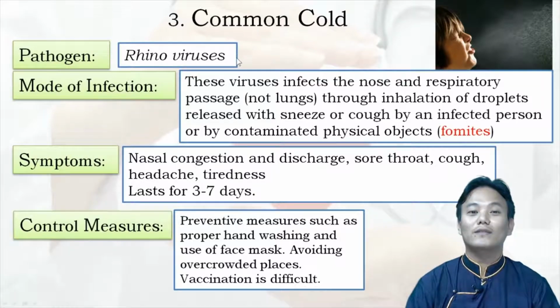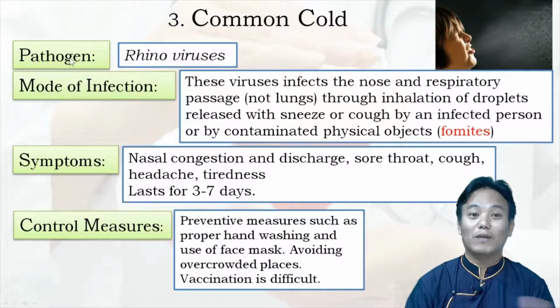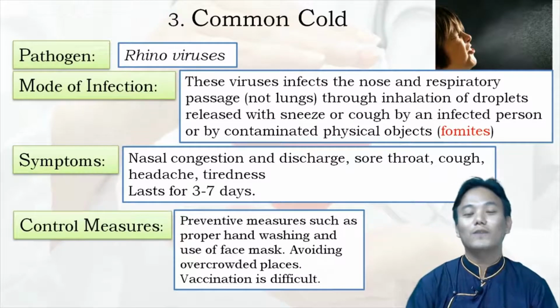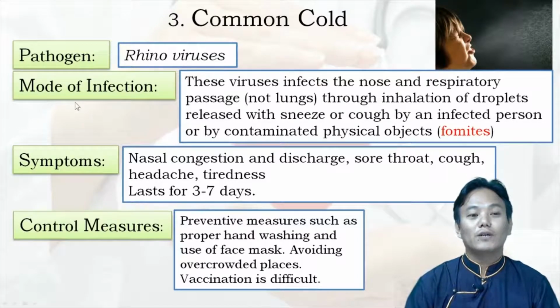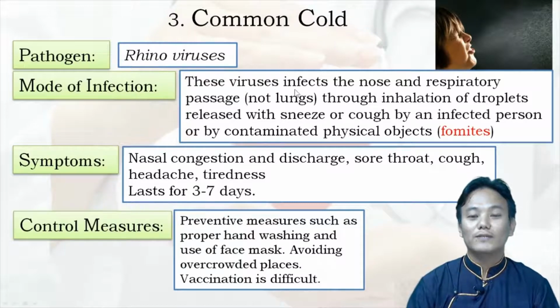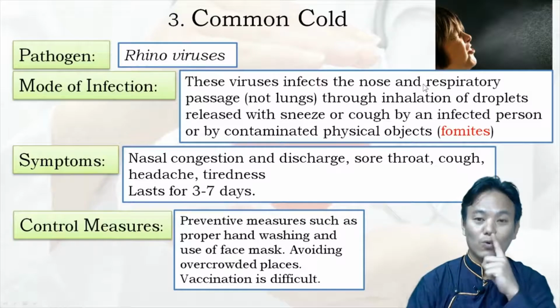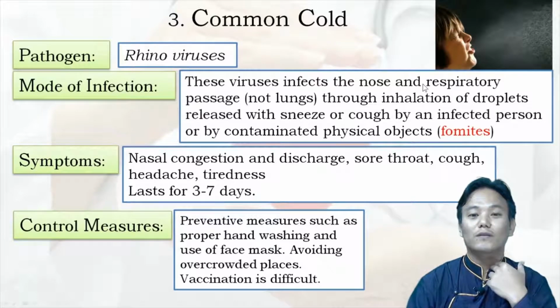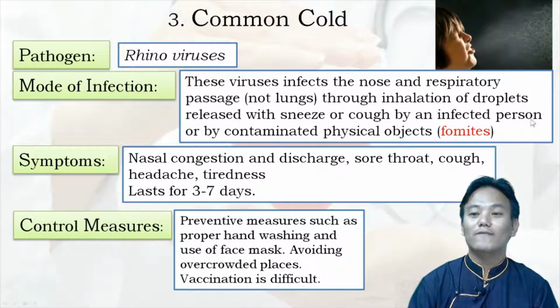So maybe the name of the disease, common cold, might have something to do with rhinoviruses, the pathogen responsible for the common cold, growing at about 32 degrees Celsius, which is much lower than our body temperature. You can find out about that. Rhinoviruses are responsible for the common cold, and as for the mode of infection, these viruses infect the nose and respiratory passages, but not the lungs. Remember, they infect the nose and the respiratory passage, not the lungs, through inhalation of droplets released with a sneeze or cough by an infected person.